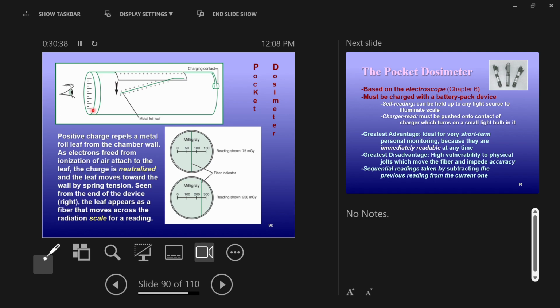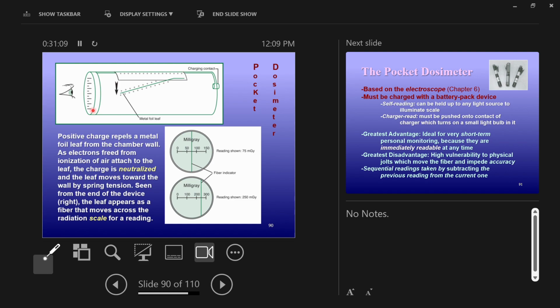What you've got in here is an ion chamber. This time with the pocket dosimeter, no pin running down the middle. What they have is basically a foil leaf. It's a material that's very thin and, with a difference in charge, can be pushed around. Positive charge on the walls of the chamber, positive charge to the pin. Positive charge repels a metal foil leaf from the chamber wall.